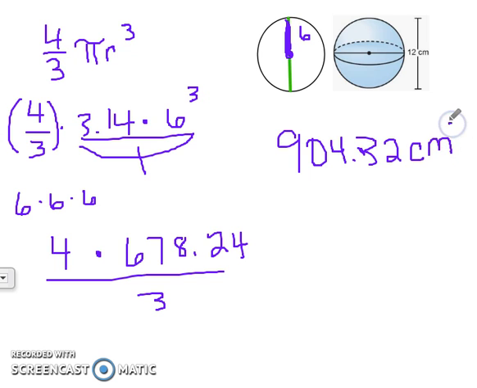Voila. So probably the three most important things here: get your formula right. Find your radius and make sure you have a radius, not a diameter. Third thing is when you're multiplying by 4/3, you're actually going to multiply by the numerator, the 4, and then divide by the denominator, the 3.